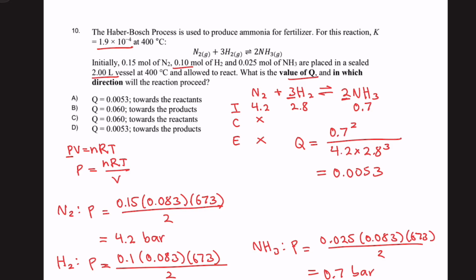So Q is greater than K, and that means right now we have more products than reactants, because the Q and the K value is products over reactants. So if our Q value is greater than the K value, it means we have more products right now than we should have at equilibrium, and it's going to move towards the reactants. So the correct answer is A.